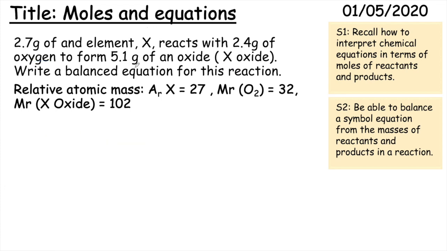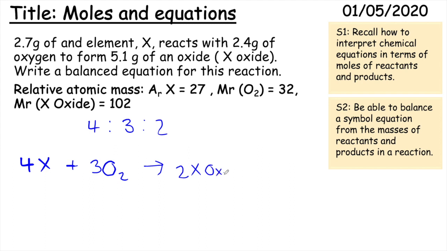Right, so I just said that the ratio for this is a 4 to 3 to 2. And if we was to write a balanced equation using this ratio, it would look something like this. It would look like 4 moles of X reacting with 3 moles of oxygen to form 2 moles of our X oxide. But this X oxide isn't a symbol, so we need to do something else to try and work out what the actual formula of this X oxide is.